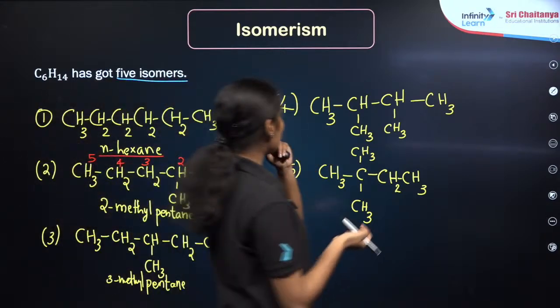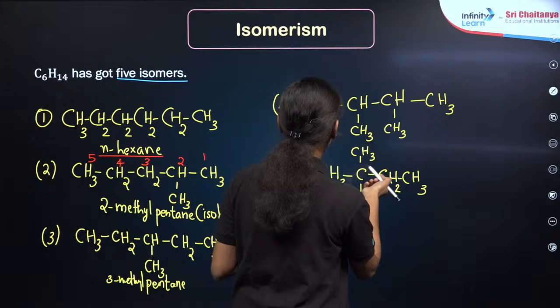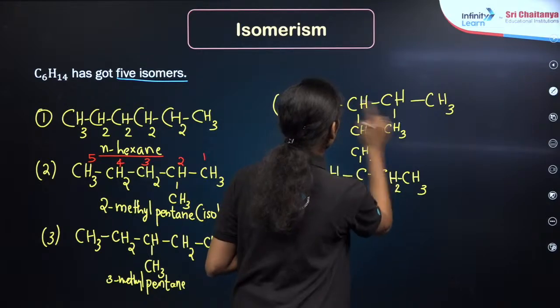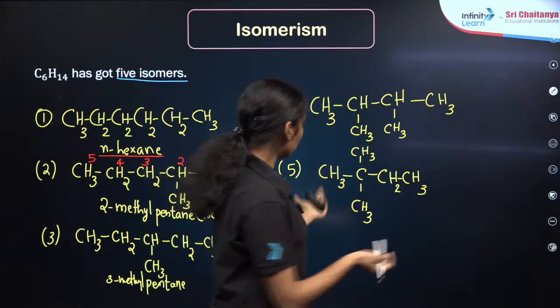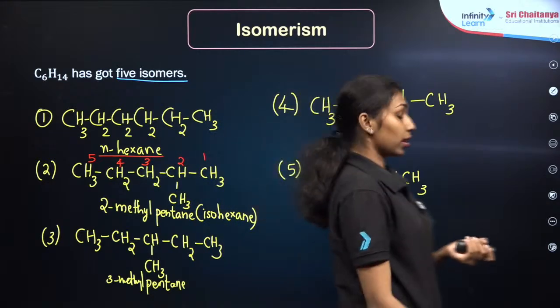Then what about here? I was using here 2,3-dimethyl butane, right? 2,3-dimethyl butane. Then it will be the neohexane, right? Neohexane.